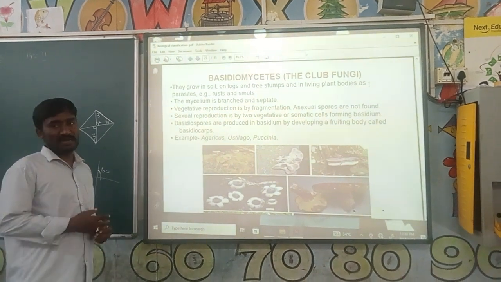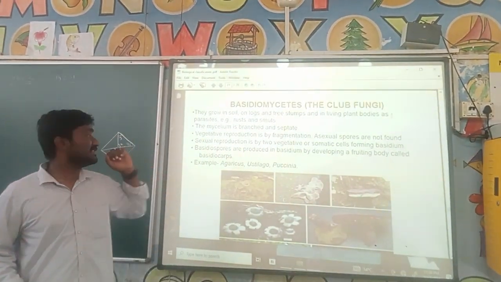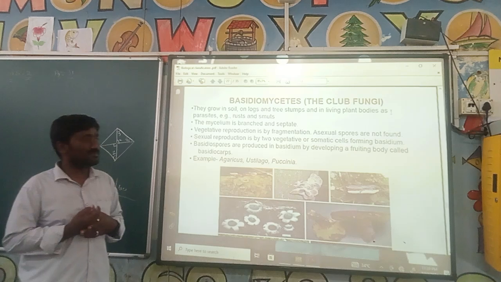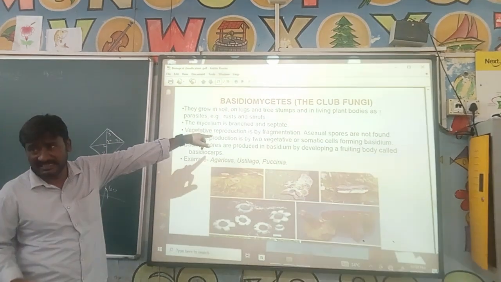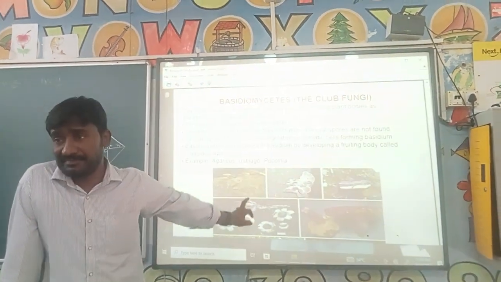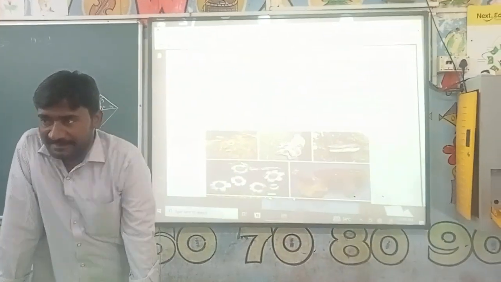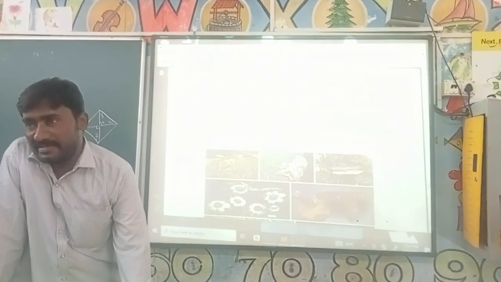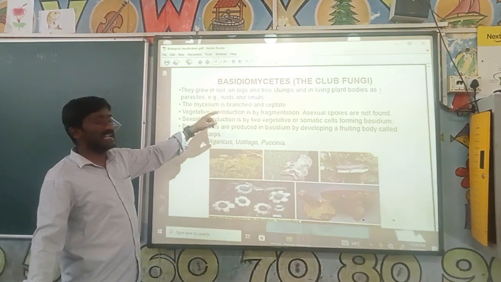Next one, Basidiomycetes, the club fungi. They grow in soil, logs, tree stumps, living on plant bodies. They are parasites causing rust and smut diseases. Rust disease in wheat, smut disease in jowar plant. The mycelium is branched and septate.